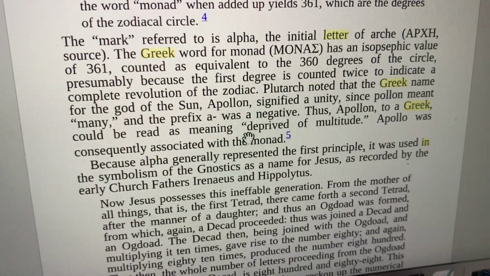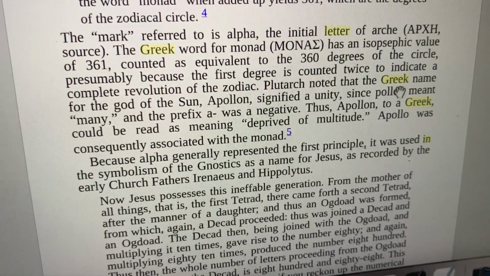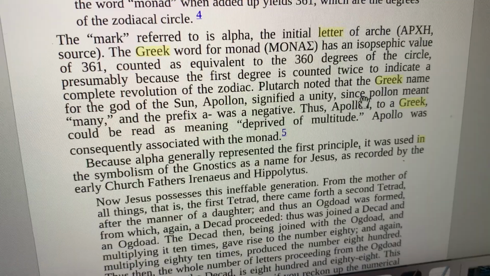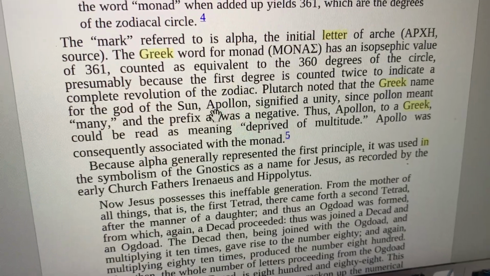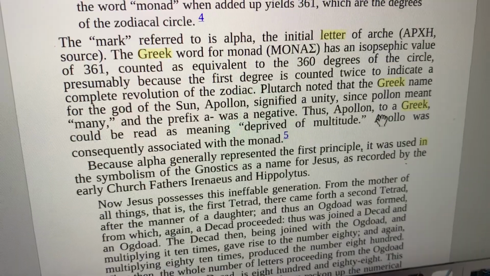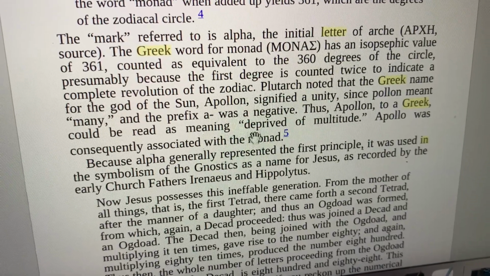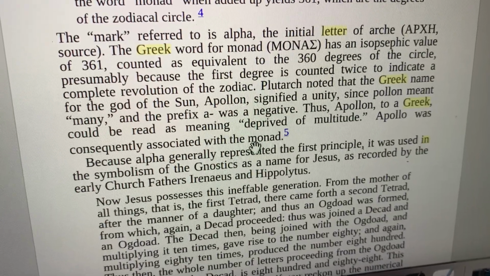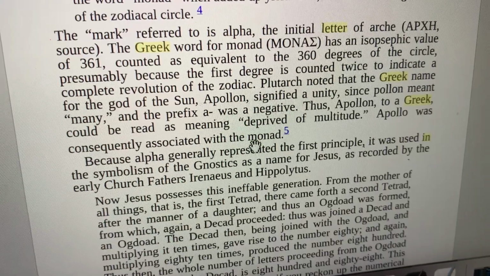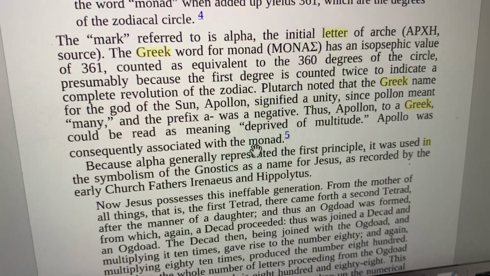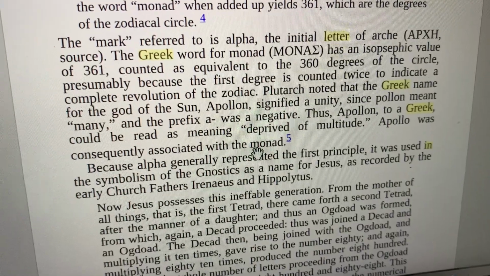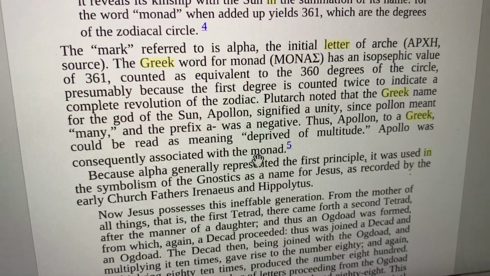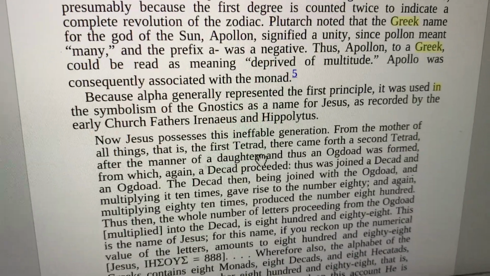It has to do with energy. And then the Greek name for the sun, the god of the sun, Apollon, signified a unity between Pollon meant many, as a prefix a was negative. Thus, Apollon to a Greek could be read as a meaning derived of multitude. Apollo was consequently associated with the monarch. So I found that's kind of weird how they had the Apollo mission to the moon, apparently. I don't believe they even went there, but to the moon, and then they call it the sun god going to the moon. It makes no sense, but anyways.